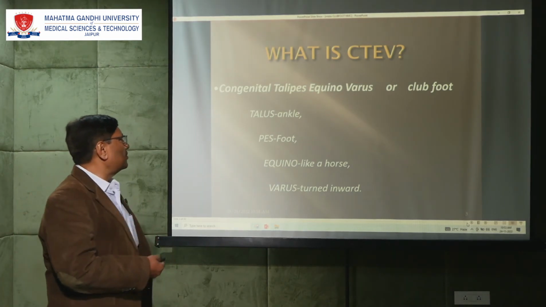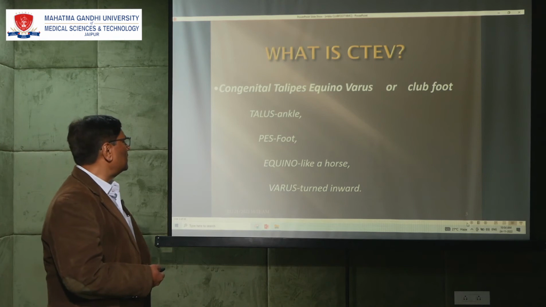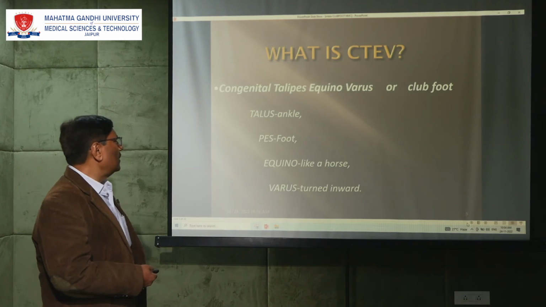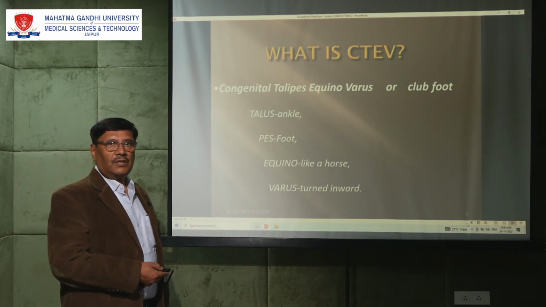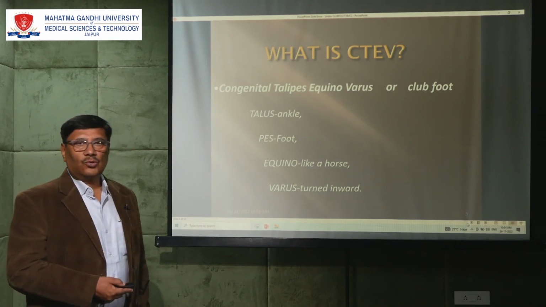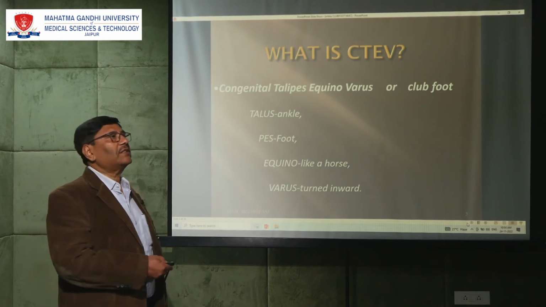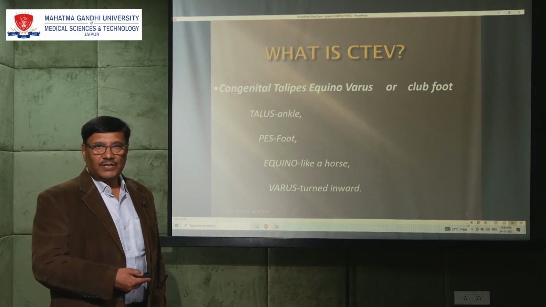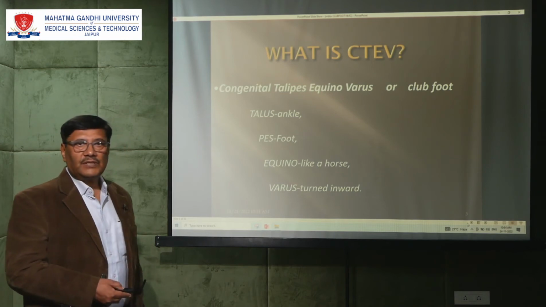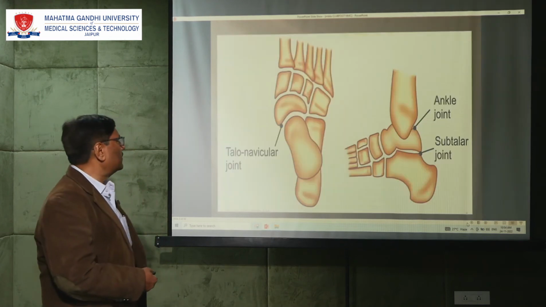Congenital means since birth. Talipes equinovarus, they are Latin words. Talipes means talus, which pertains to ankle, and pes, which pertains to foot. So, it is a deformity which is related to ankle and foot. Equino means horse-like. So, the foot looks like horse-like. A horse walks on its toes. So, that is the similarity of the appearance of the children's feet with the horse. That is why it is called equinus. And varus means turned inwards. The whole foot appears to be turned medially or inwards.